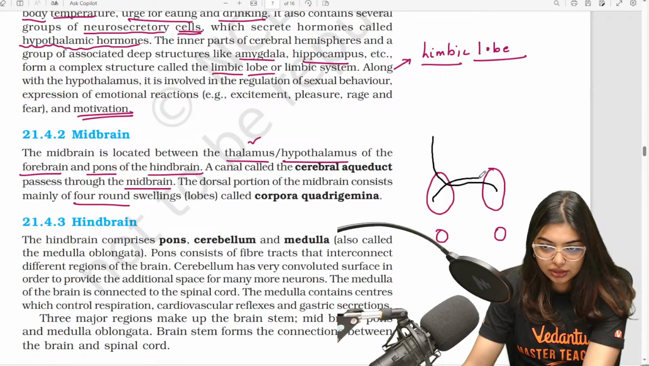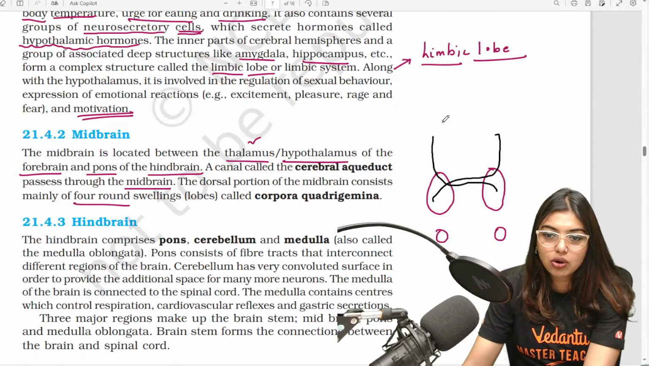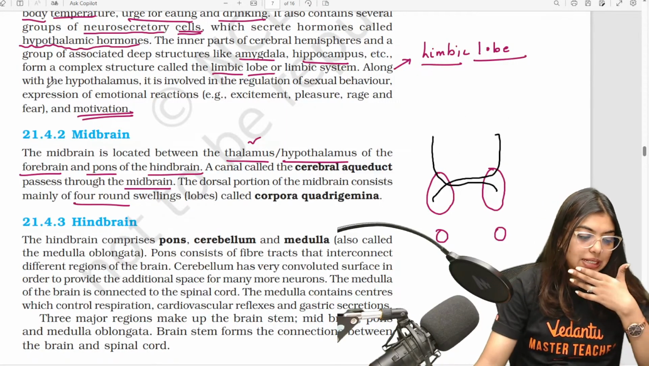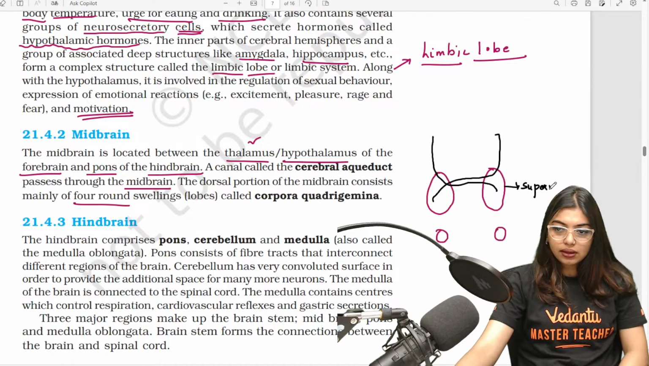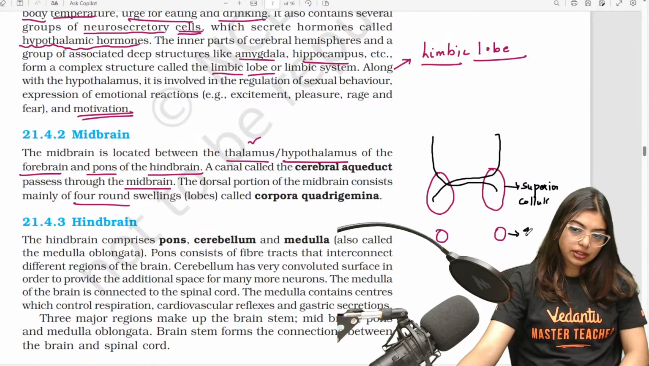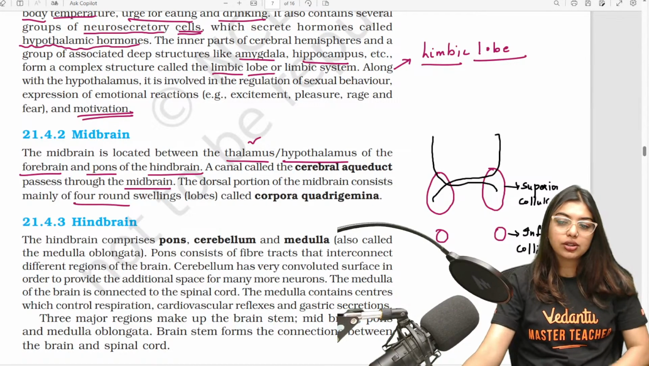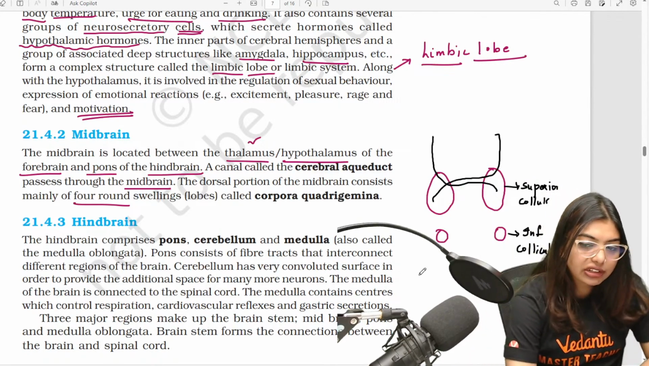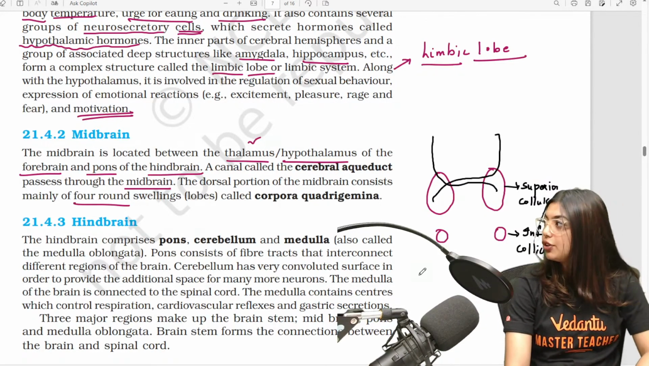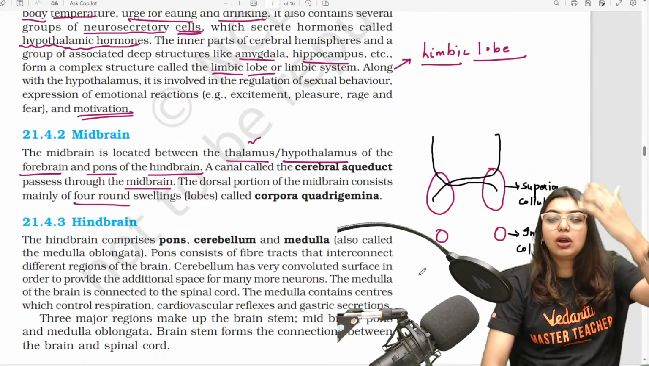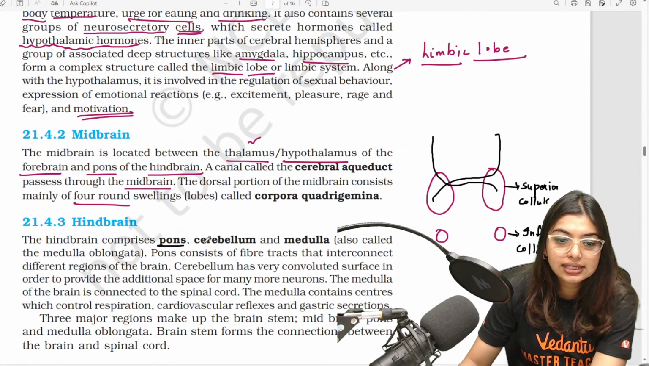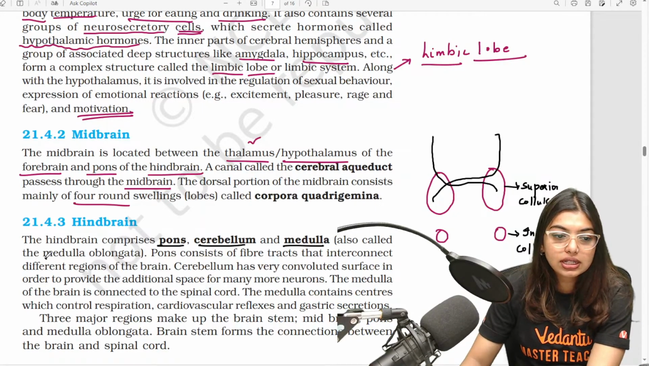and you can draw a structure like this. Okay, this is your corpora quadrigemina. They are going to help with your visual reflexes as well as your auditory reflexes. So this is called your superior colliculi, and this is going to be inferior colliculi. Clear or not? Inferior is going to take care of the auditory reflexes and superior is going to take care of the visual reflexes.